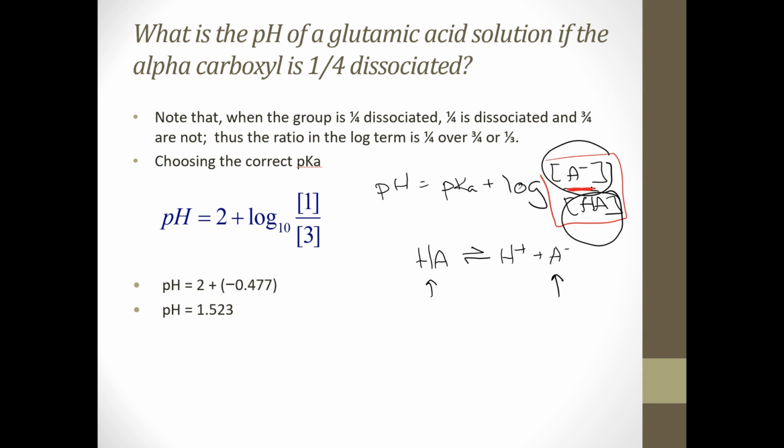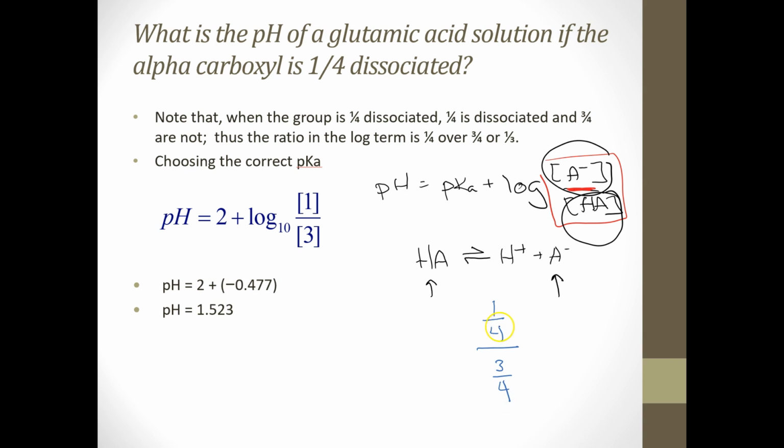Now, the second trick to solving this kind of problem is to realize that if for the conjugate base we have 1/4 dissociation, that means 1/4 of all of the species in this acid-base equilibrium are dissociated, and 3/4 are associated.